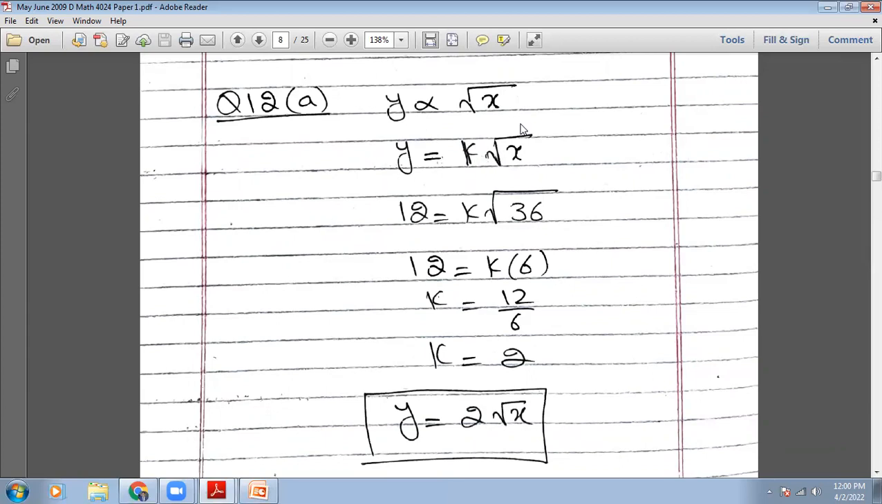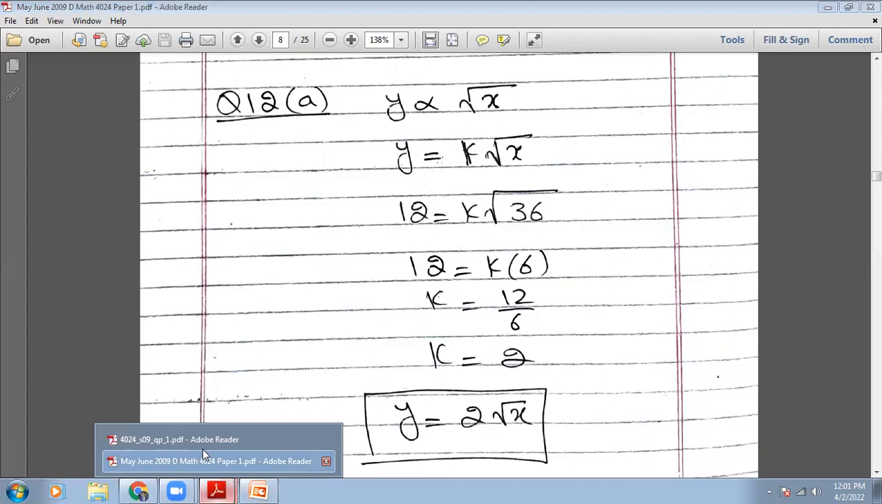So y is equal to k under root x. So 12, the value of the y and x is given. We will substitute them here. So 12 is equal to k under root 36. So 12 equals k times, and under root of 36 means 6. So that 6 will go on the other side. It will divide. So k is equal to 2. So the formula will become y equals 2 under root or square root x.